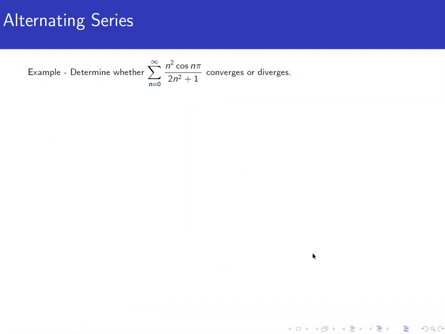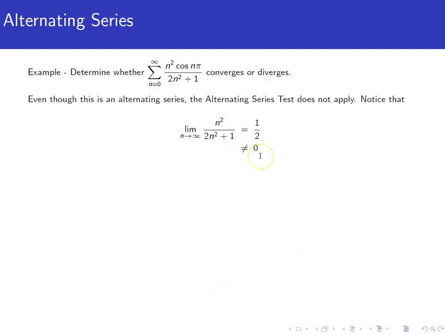Let's do another one here. We've got the series from n = 0 to infinity of n squared cosine of n pi over 2n squared plus 1. This is an alternating series. By definition, it is an alternating series because the cosine of n pi alternates between negative 1 and 1, and the n squared over 2n squared plus 1 is certainly always positive.